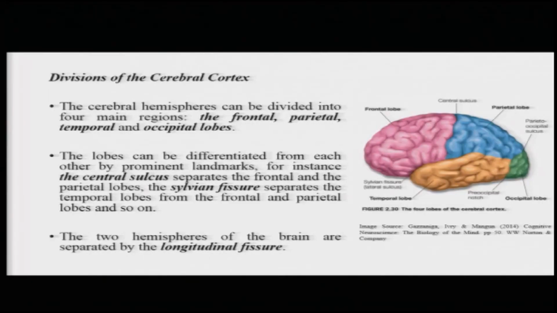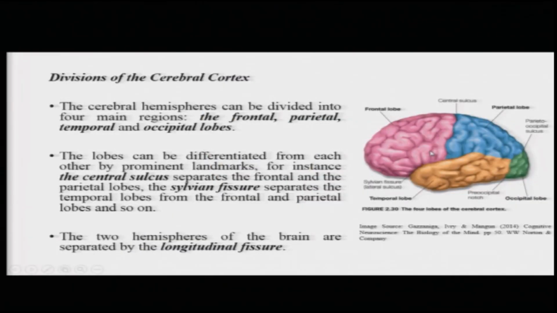Now, let us look at the broad organization or broad divisions in the cerebral cortex. You can look at this figure here. This front portion, or the anterior portion, of the cerebral cortex is referred to as the frontal lobe. Posterior to the central sulcus is the parietal lobe, which extends up till the parieto-occipital sulcus, which marks the beginning of the occipital lobe. And then there is this sulcus called the pre-occipital notch, which separates the occipital lobe from the temporal lobe, and then you have this Sylvian fissure which marks the upper boundary of the temporal lobe.